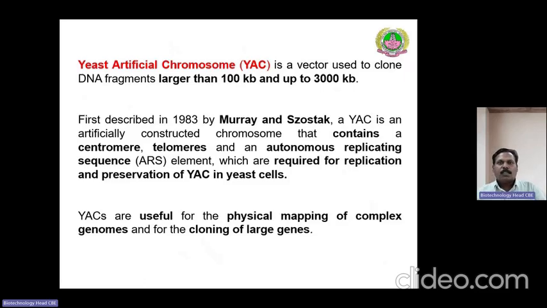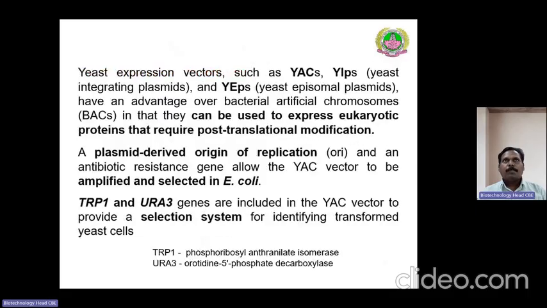It's an artificially constructed chromosome which contains a centromere, telomere, and an ARS element from the yeast sequences. They are required for replication as well as preservation of the YAC vector system in the yeast cells. And these YAC vectors with a larger insert capacity are very much useful for physical mapping of the complex genomes as well as cloning of larger genes in DNA library constructions.